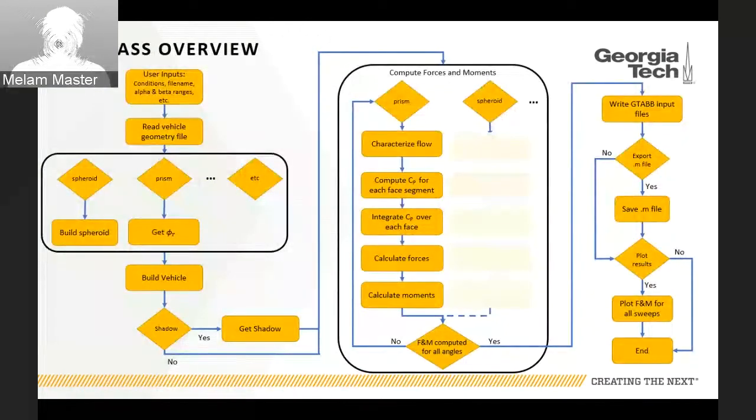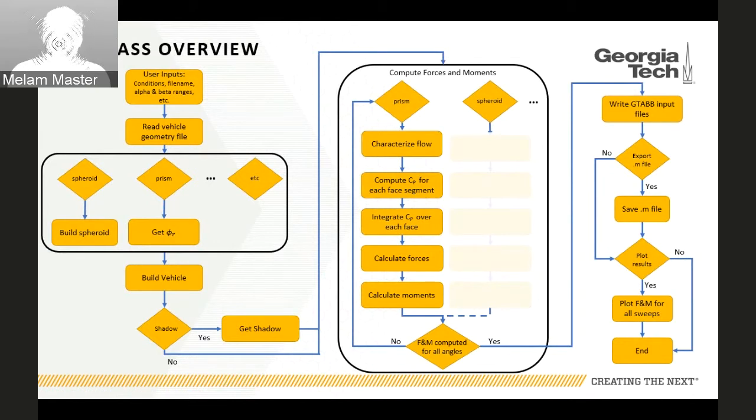So here's a little overview of the process that everything goes through. The user inputs flight conditions, free stream conditions, and an input file that is the geometry of the vehicle broken down into each of its faces, their positions, and their orientations. Then the program builds the geometry and outputs a plot of the actual geometry so the user can see if their input file was correct and it looks like it does in real life.